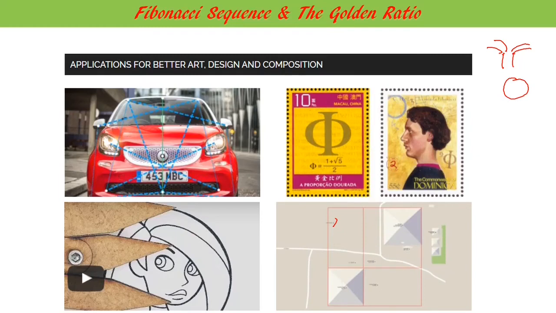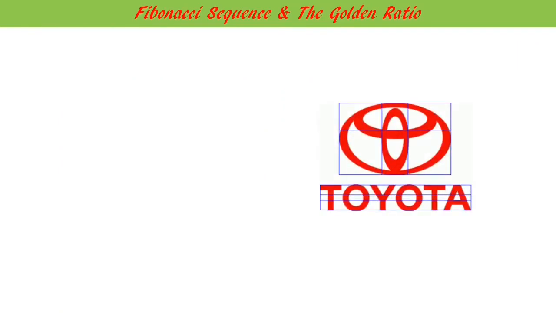For example, many of you may have seen the movie or read the book The Da Vinci Code by Dan Brown. It's talked about extensively. It's used in product marketing, in brands. Here's an example of the Toyota brand. Again, set up with the golden ratio.